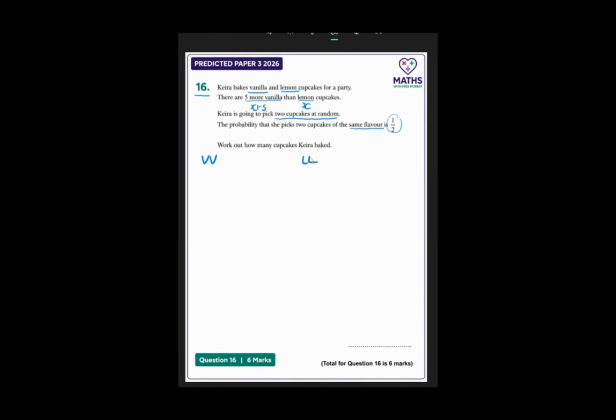So the probability that I pick a vanilla to begin with for my first one, I'm going to need the total, because probability has to go over the total. So I'm just going to add these two together, and that gives me my total, which will be my denominator for my probability. So that's going to be 2x add 5. So that's going to be out of 2x add 5, and the probability that I pick a vanilla, well, this is my expression for vanilla, so that's what goes on the top.